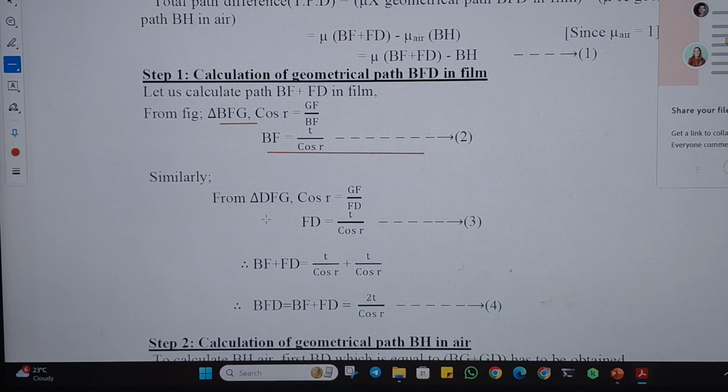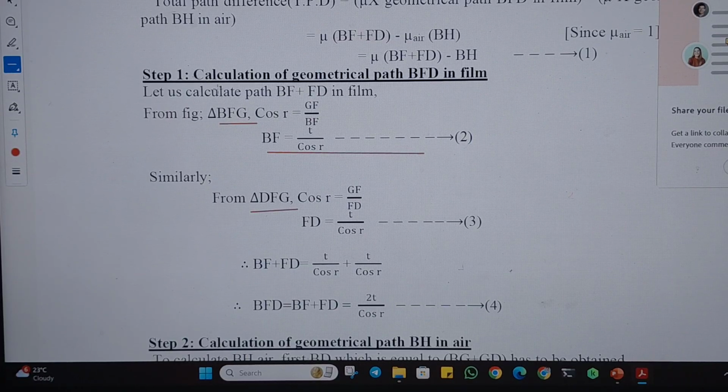Then similarly, here it is triangle DFG. You can see the diagram. In the triangle DFG, cos r will be GF by FD, so FD is t by cos r.